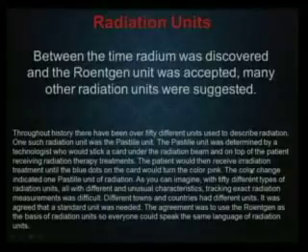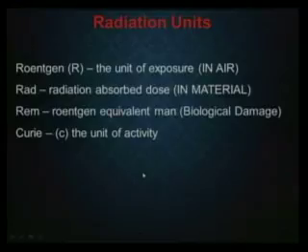So, radiation units. Between the time that radium was discovered and the Roentgen unit was accepted, there were at least 50 different types of radiation units. I won't go into all of this, but it was really hard to define what radiation is. We still have the SI units and the British system units that we use right now. So you have the Roentgen, the Rad, Rem, and Curie. These are all the old system.